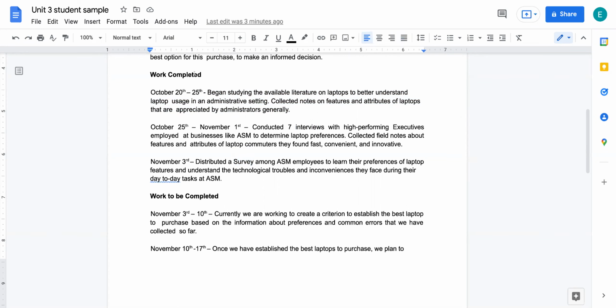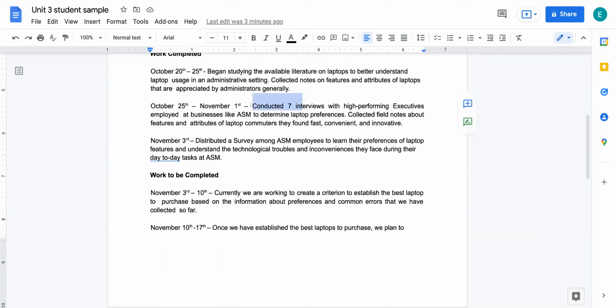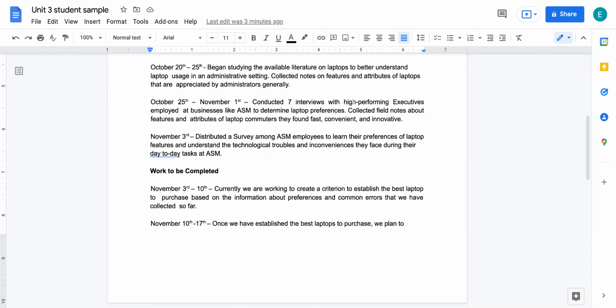So this person, to give you the whole story, started by reading some articles just to get an idea of what they should be researching specifically. They took that information and wrote interview questions, then interviewed 7 people employed at the company. So make sure that anytime you talk about interviews and surveys, it's people that are employed within the company. Then, after they finished those interviews, they took that information and wrote a survey.